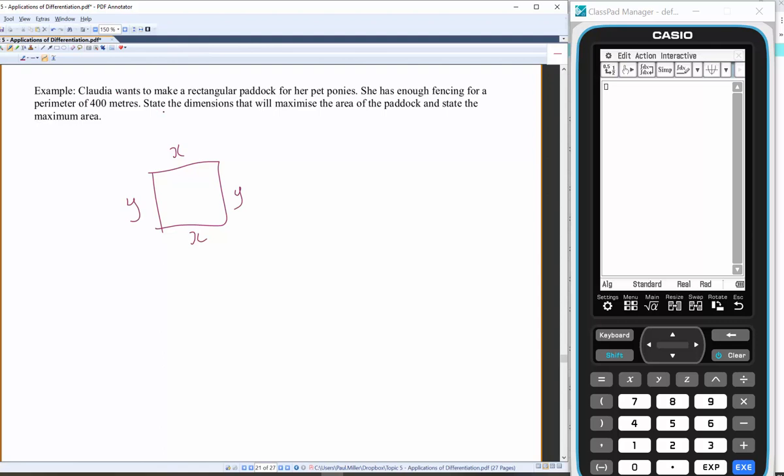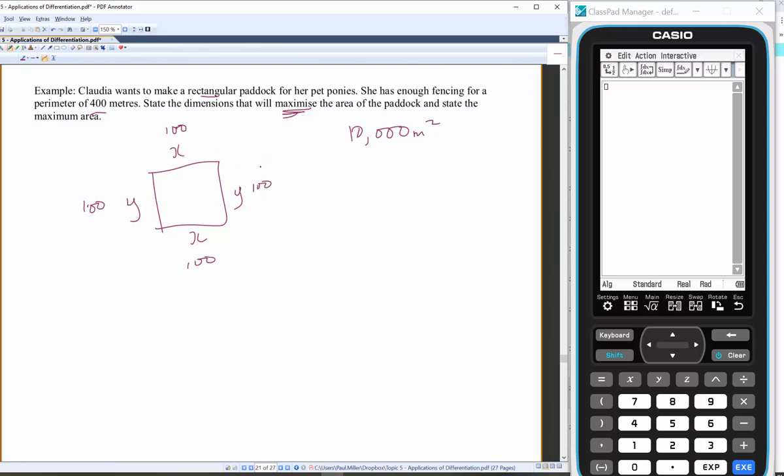Okay, now to maximize, because that's what we're doing, maximizing the area of the paddock, and it's a rectangle, the answer is going to be a square. So I know the answer is going to be 10,000 already, because it's going to be 100, 100, 100, and 100 to give a perimeter of 400. Then 100 by 100 is going to be 10,000 meters squared. So I know that that's going to be the answer.